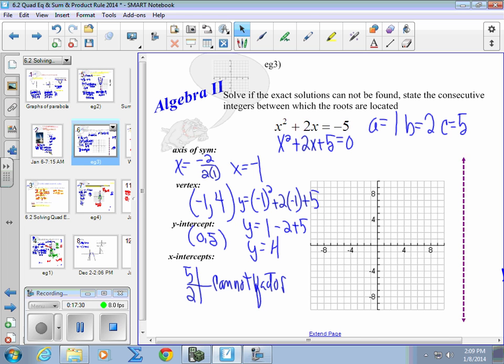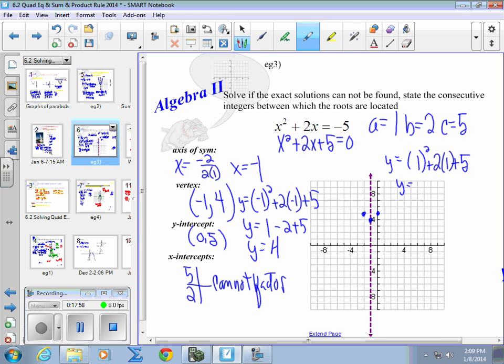Our axis of symmetry is x equals -1. Our vertex is (-1, 4). Our y-intercept is 5. Let's put another point here. If you would like to plug a number in, we could plug in 1. We get 1 squared plus 2 times 1 plus 5. So what does that give us? 8. We have 1 and 8. We have our point here.